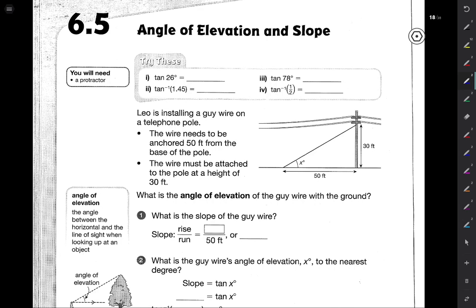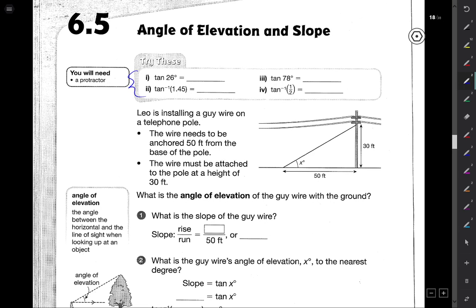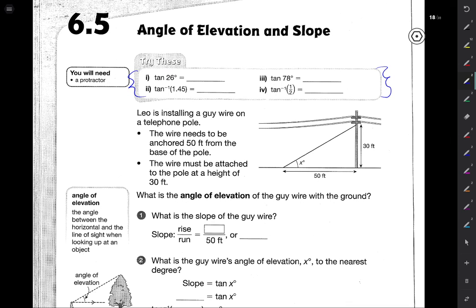We are now going to be looking at angle of elevation and slope. For this topic, you're going to have to remember how to use the tan button on your calculator and the inverse tan button. Try these questions at the top of the page, and I highly recommend that you try them to make sure that you're entering these numbers correctly into your calculator.